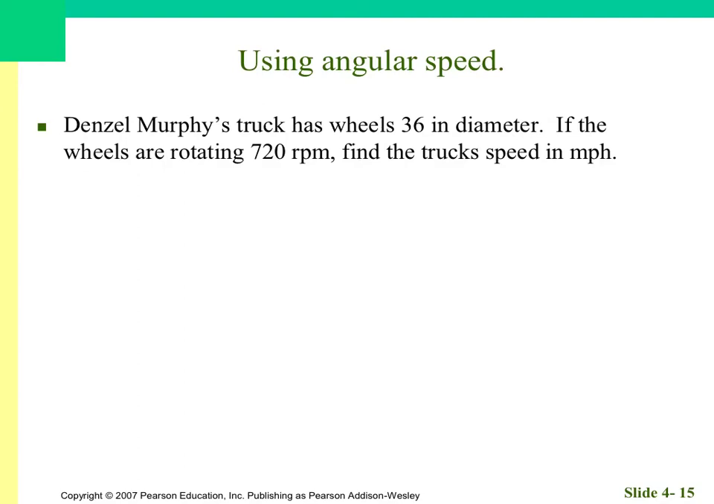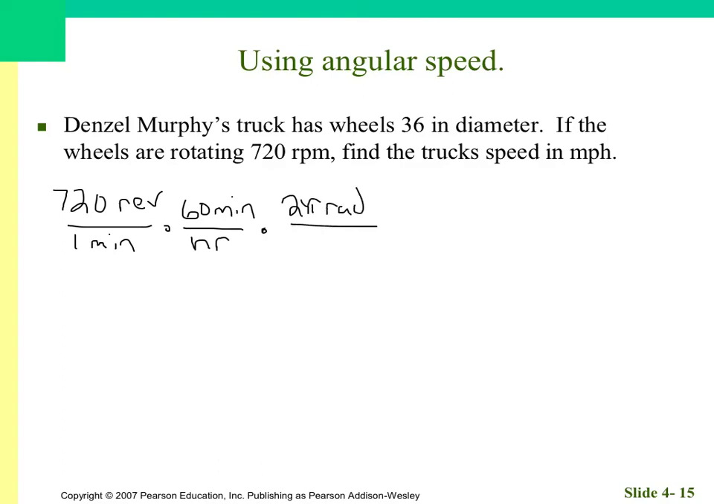Okay, so if we set this up, we have 720 revolutions per every 1 minute. Well, we know there's 60 minutes in every hour, right? And here's the thing. One revolution, that's all the way around the circle. What's the distance all the way around the circle? It's 2 pi radians for 1 revolution. See how we're canceling things out again?